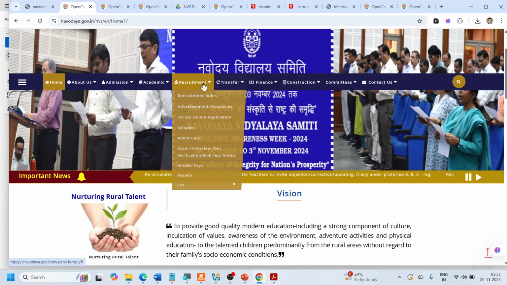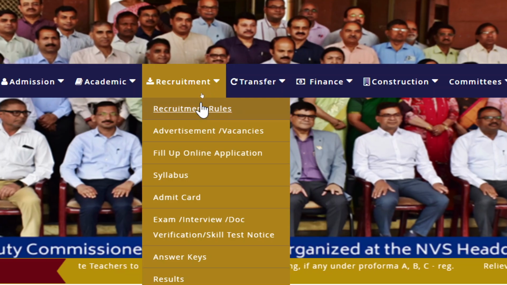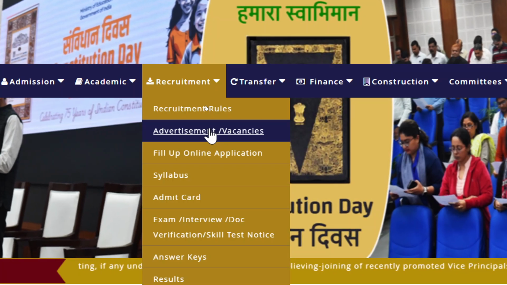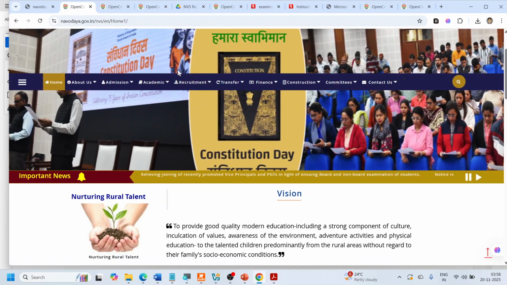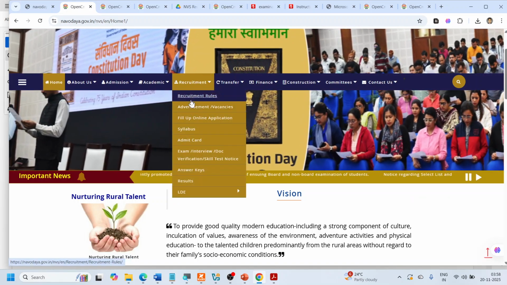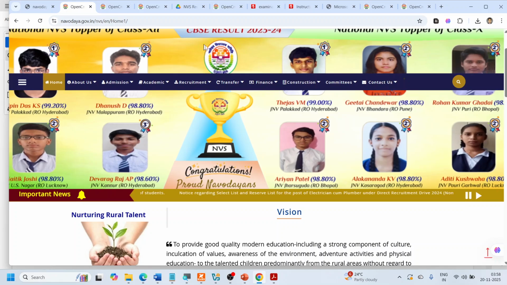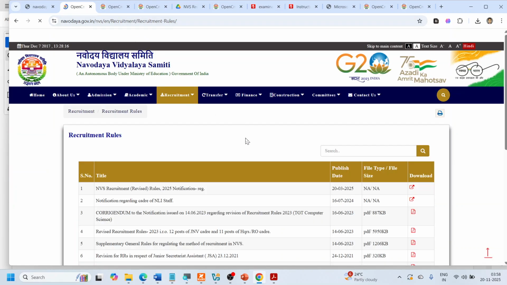In these options you have to go for the recruitment, and then you have the rules for recruitment as well as the advertisement for the vacancy. So this is where your journey will begin. If you click on the recruitment rules over here, I have already done that, because my net is slightly slow. It may take longer for me to load it.